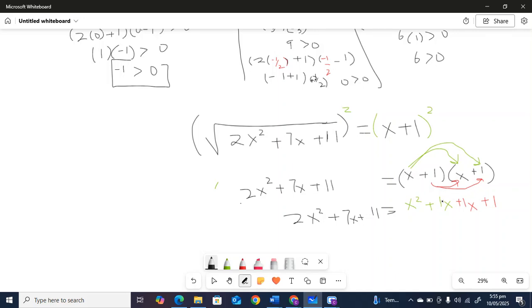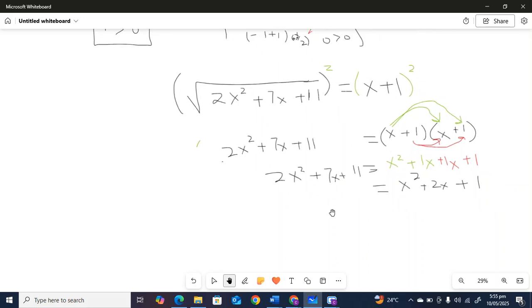Okay. So this side, x plus x, on the right hand side becomes x squared plus 2x plus 1. Then now we need to bring everything on the left hand side, so that we have a proper quadratic equation. Everything that's on the right hand side, we're taking it to the left hand side.